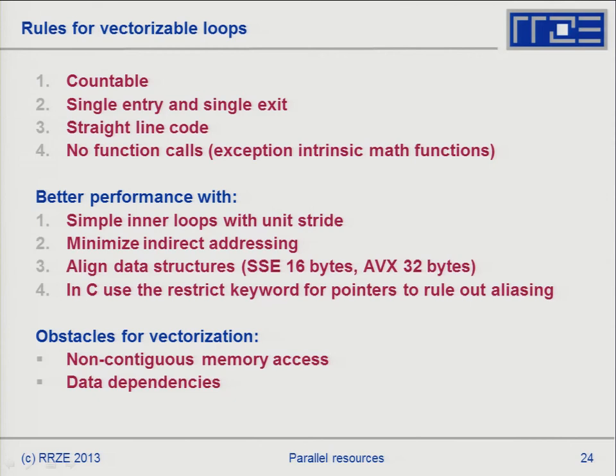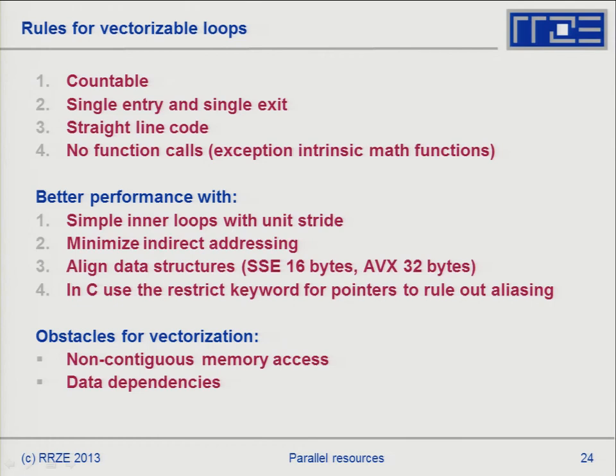The loop must have a single entry and a single exit. So things like an if condition with exit, or a break, don't work. Straight line code is needed; if conditions rule it out. Sometimes the compiler can do ingenious things in exceptional cases, but in general, straight line code will do, nothing else. And there must be no function calls.